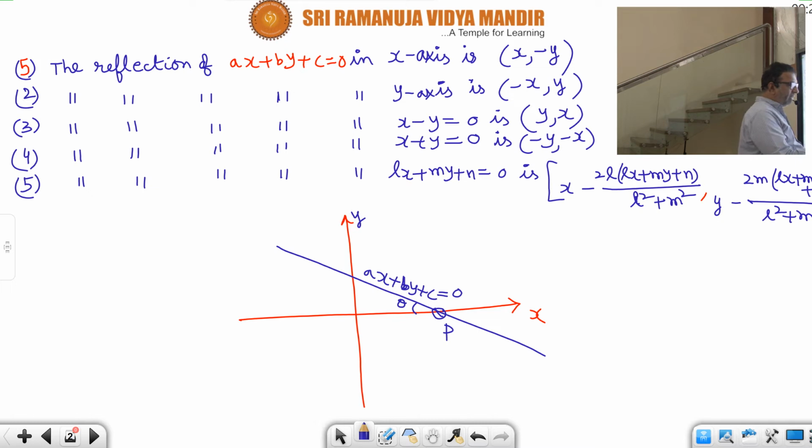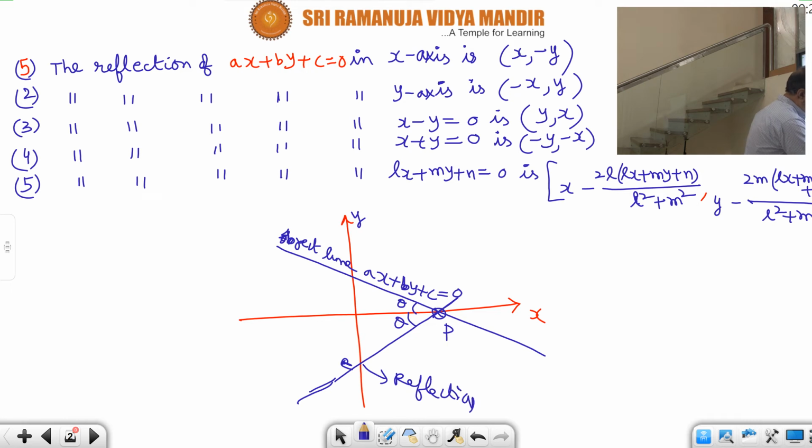Now the line making the same angle theta below the x-axis and passing through the point P, that means a line like this, is the reflection of the line ax plus by plus c is equal to 0 in the x-axis. This is called the object line, and this is called the reflection line, or image line. And here remember that the x-axis is acting like a mirror. Mirror line is the x-axis.